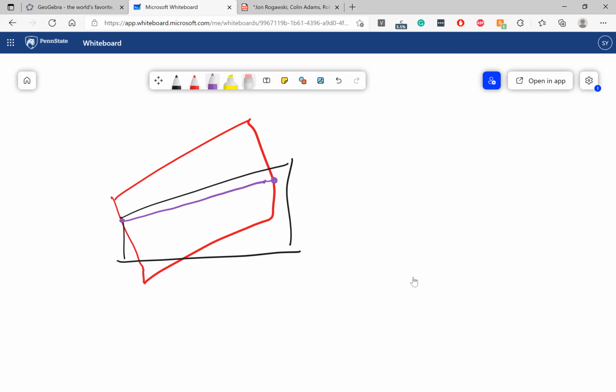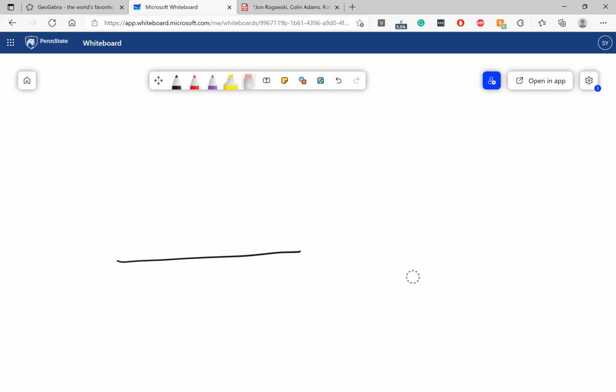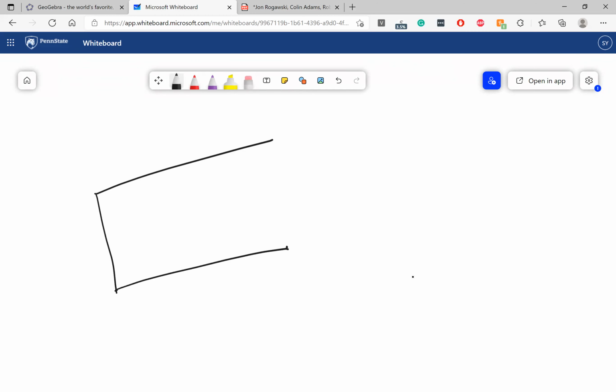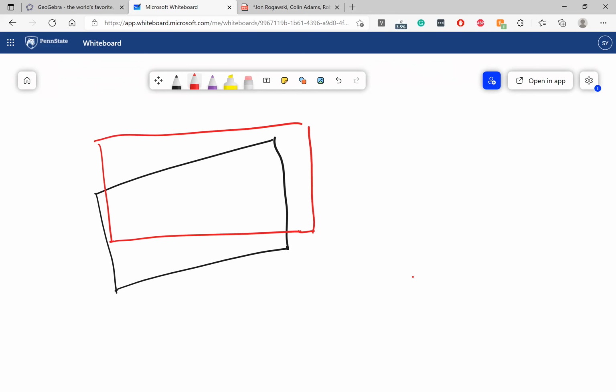So let me redraw this because it doesn't look great. Let's say again, you have a plane like this, and you have another plane that looks something like this. Let's imagine that they intersect at some line over here. So here's their line of intersection. How do we find this line? Well, it's actually fairly straightforward.